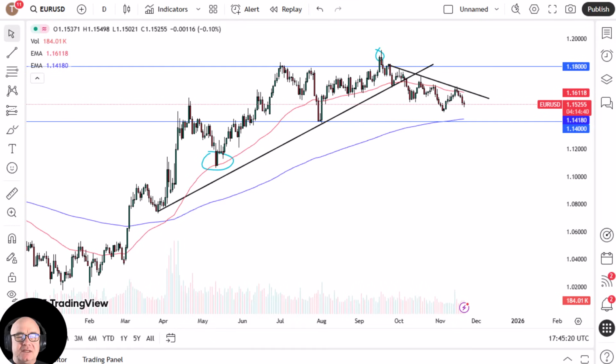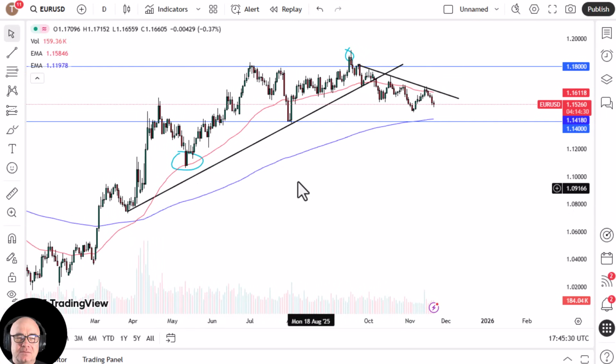So with that being the case, I do prefer fading short-term rallies that show signs of exhaustion, as we have seen multiple times since the September FOMC meeting. Longer term, if we can break down below the 1.14 level, it's possible that we could drop all the way down to the 1.11 level, which is my longer term target.